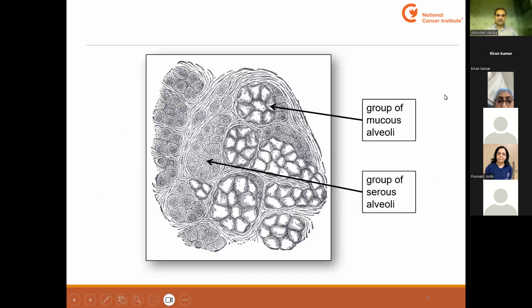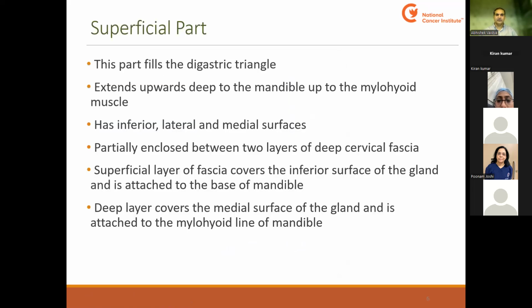So this is a typical arrangement of how the gland is. There are groups of mucous alveoli and there are groups of serous alveoli, and they are both in adjacent position to each other. The typical distribution, as I said, is about 3:2. So now let's look at the superficial and the deep parts.